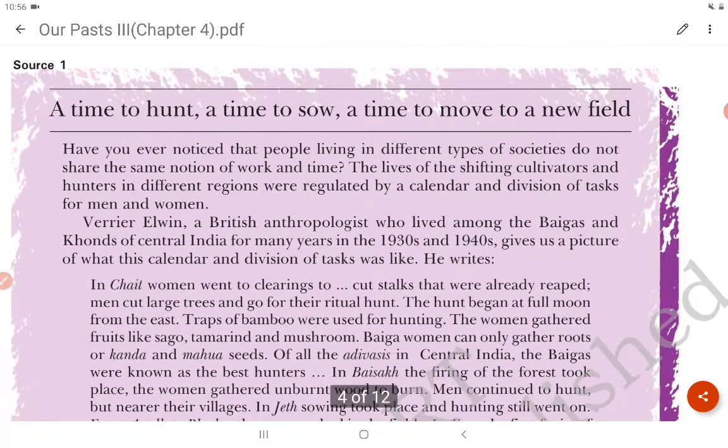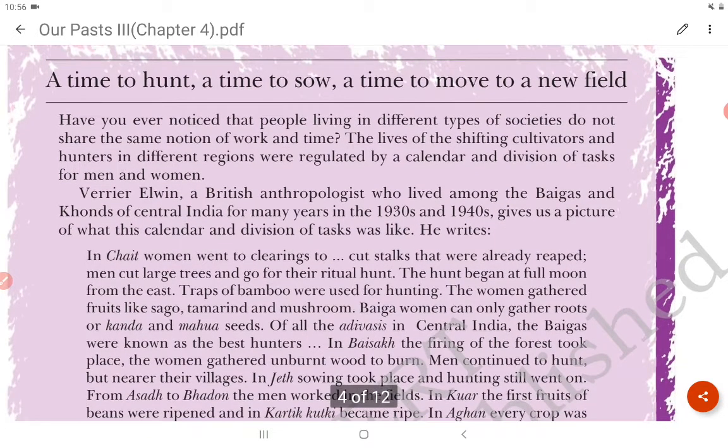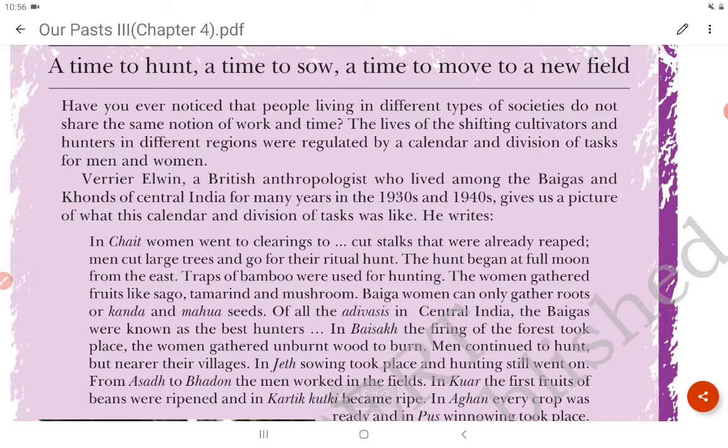So let's learn something from the source. A time to hunt, a time to sow, a time to move to a new field. Have you ever noticed that people living in different types of society do not share the same notion of work and time? The lives of the shifting cultivators and hunters in different regions were regulated by a calendar and division of tasks for men and women.